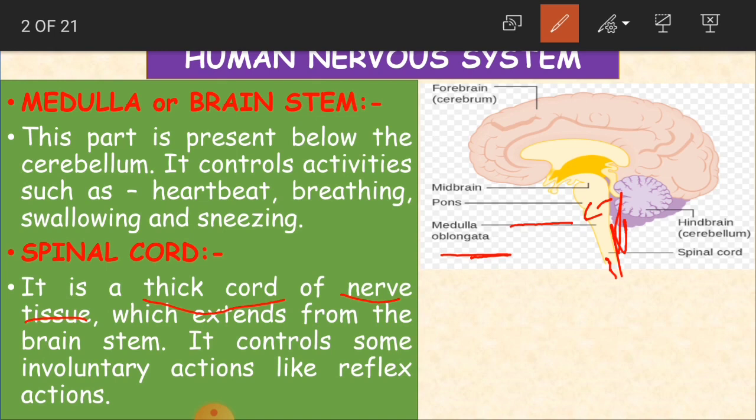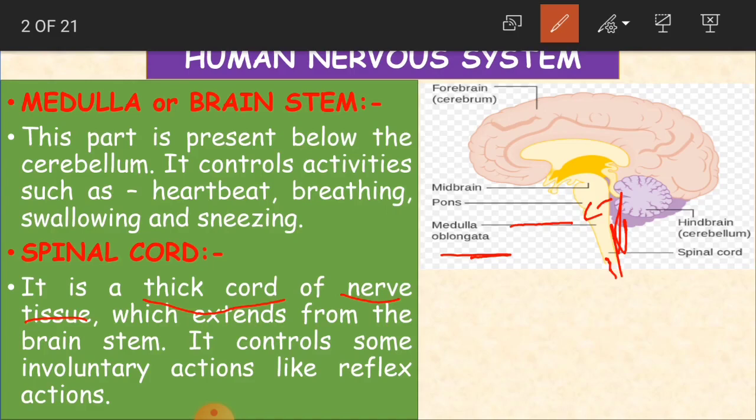And it controls some involuntary actions, like reflex actions. What does it do? It controls some involuntary actions, in the sense that without our notice, we perform some actions. For example, if you touch something very hot, immediately you'll take your hand off. Without knowing, you'll just take out your hand. That is an involuntary action. Actions like that we can also call reflex actions. Such actions are controlled by the spinal cord.